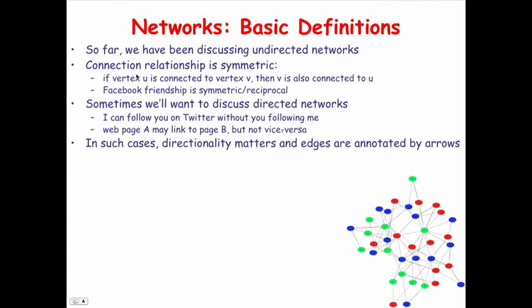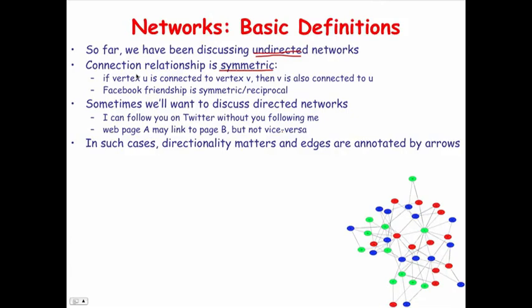Now, in the discussion so far, we've really been implicitly assuming that all the networks we're discussing are what are called undirected networks. That simply means that the connectivity relationship is symmetric or reciprocal. That is, if vertex U is connected to vertex V, then V is also connected to U. Symmetric connectivity relationships are good models for things like Facebook friendship, where by definition it's not possible for two people to be friends without their mutual consent.